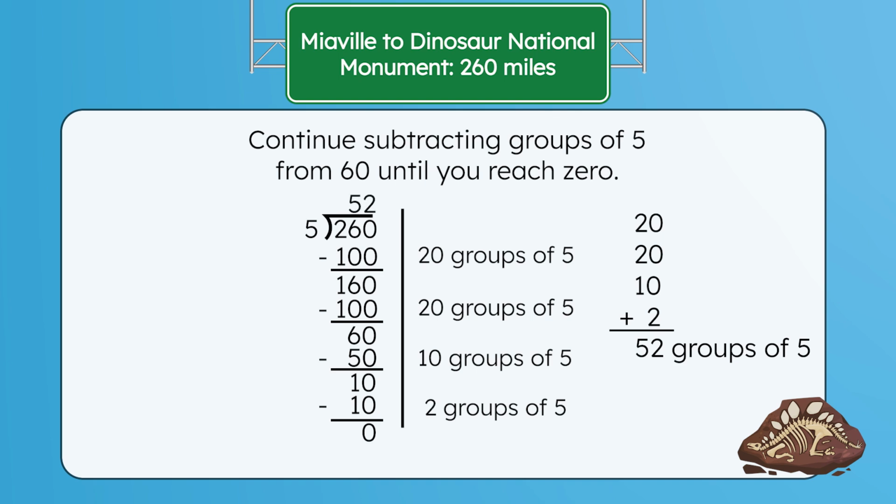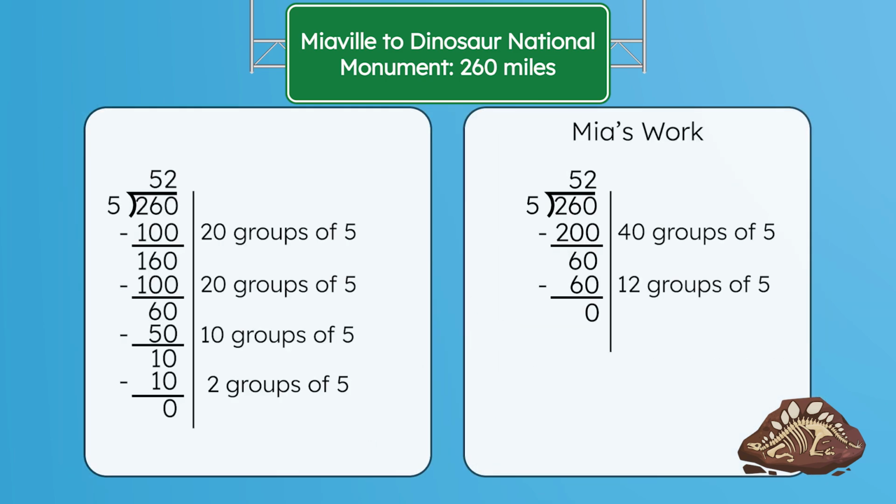The best part about the partial quotient strategy is that it's really flexible. You could solve the same problem in different ways depending on which facts you know. Check out how Mia solved it. Instead of doing 20 groups of 5, she started with 40 groups of 5, which equals 200. 260 minus 200 equals 60. And then she did 12 groups of 5, which equals 60. 60 minus 60 equals 0. Notice how we both got the same answer, 52.